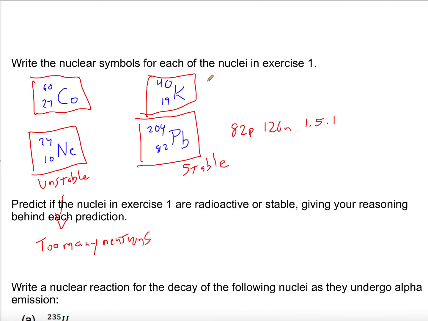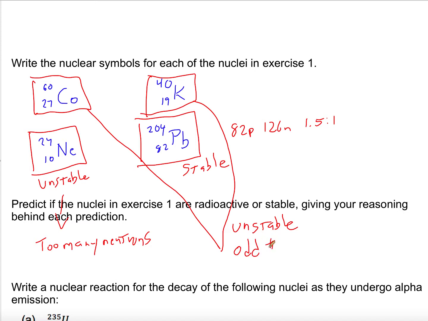And as you may recall, ones like these that have odd numbers of both protons and neutrons are probably going to be unstable because of that. So odd numbers of protons and neutrons, so they would likely be unstable. So lead would be the stable one, the most likely stable one here. The other three would most likely be unstable for the reasons given.